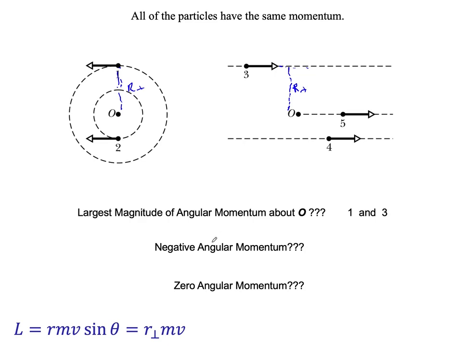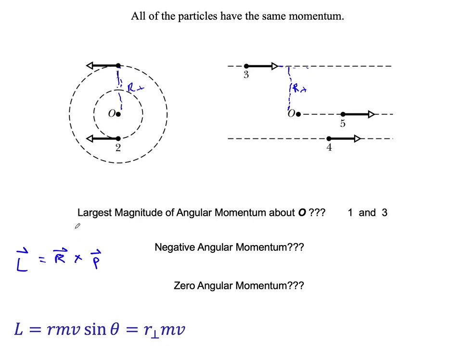Which one of these have negative angular momentum with respect to O? For that, you're going to have to do the right-hand rule. Remember, the angular momentum vector is equal to R cross momentum, mv. So in this case, if you do your right hand, starting from O out to where the particle is, and then bend your fingers in the direction of the momentum vector, your thumb points in the direction of the angular momentum.